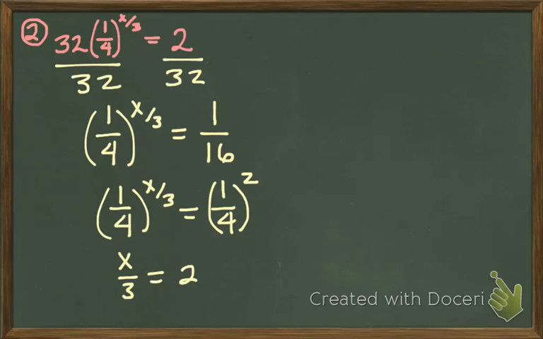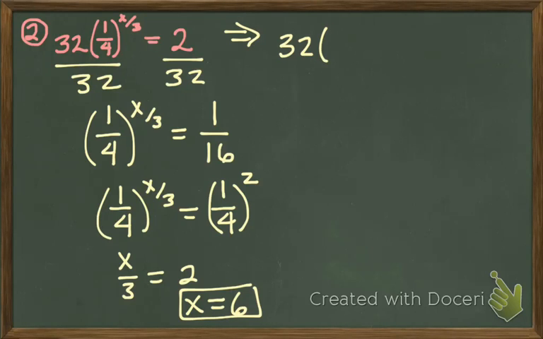And then if we solve this for x, we would do that by multiplying both sides by 3, which would give us x equals 6. And then we want to verify our answer by substituting it back into the original. So we check to see if 32 times 1/4 to the 6 over 3 equals 2. So we're going to simplify the left side and see what happens.